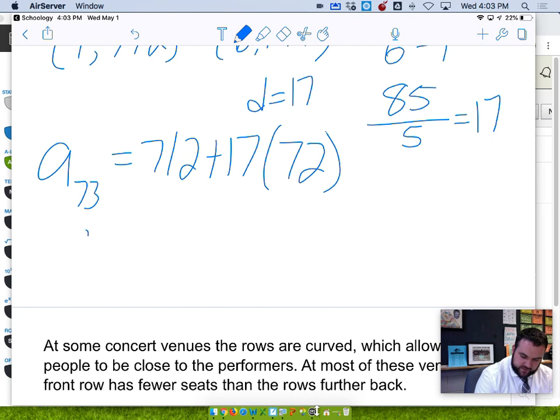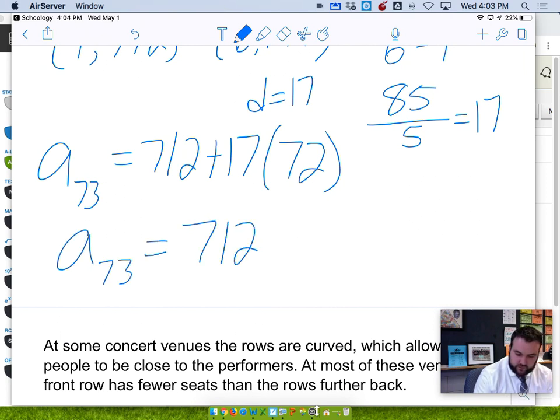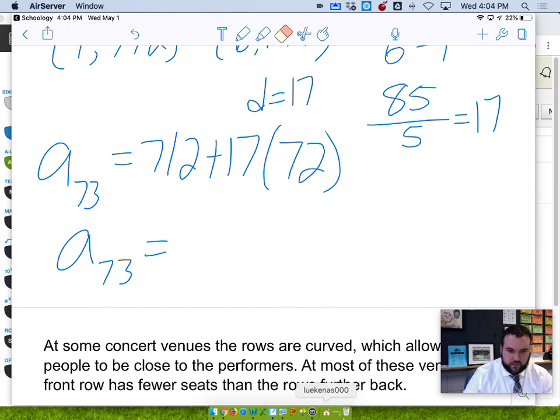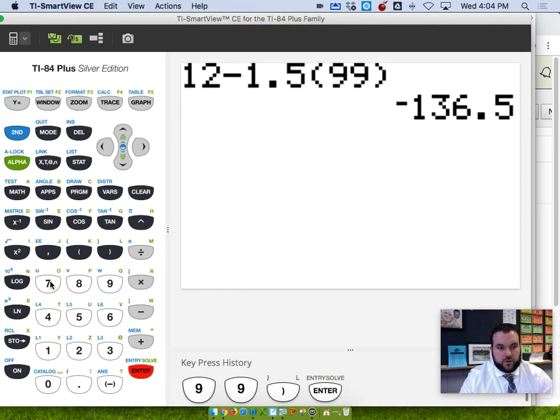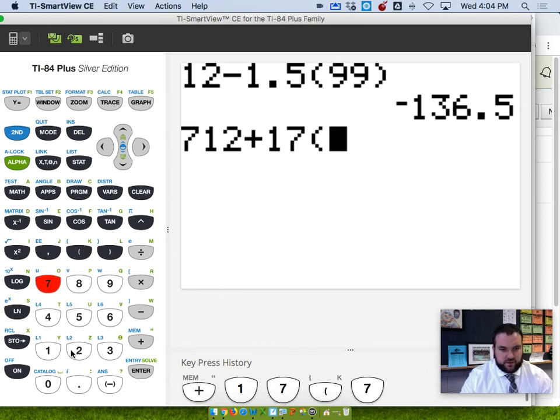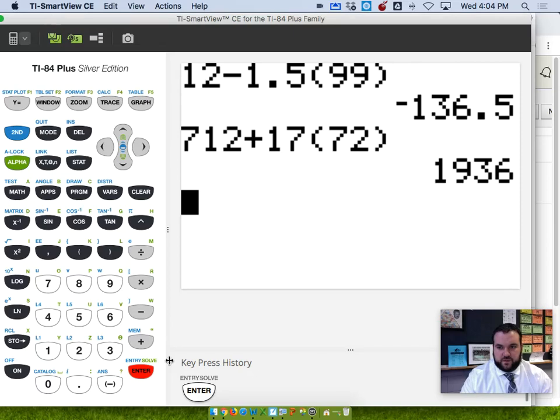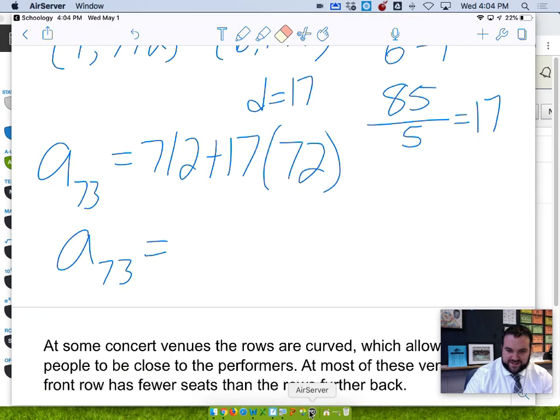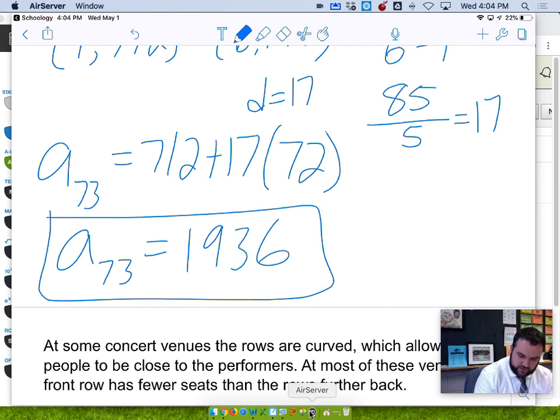So A sub 73 is equal to 712. I'm going to go to the calculator. 712 plus 17 times 72. And that gives me 1,936. There's our 73rd term.